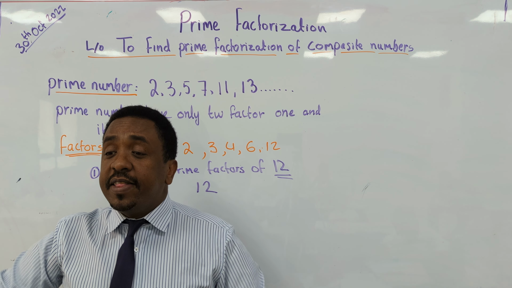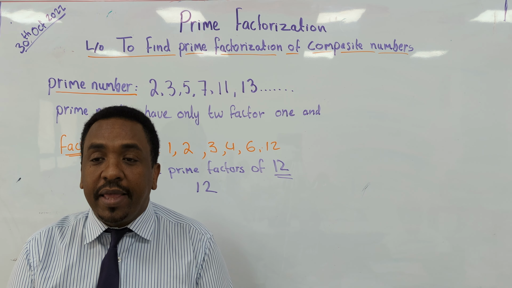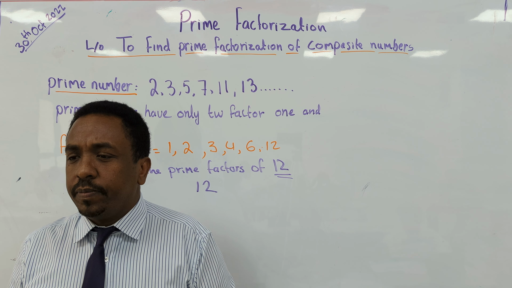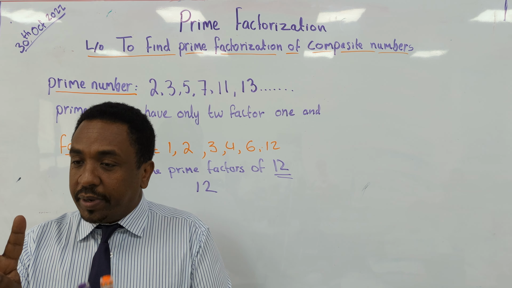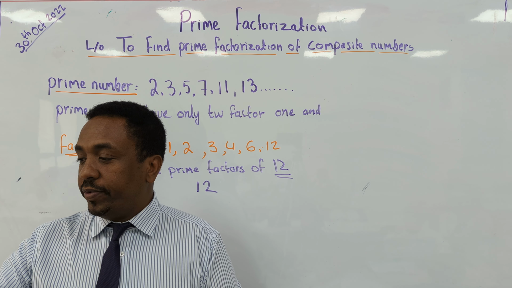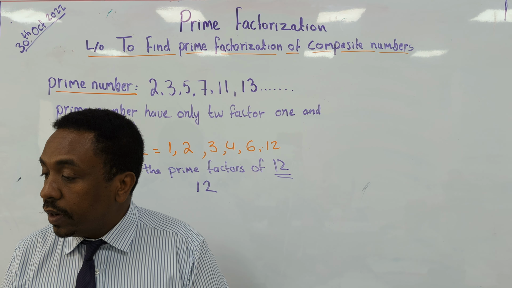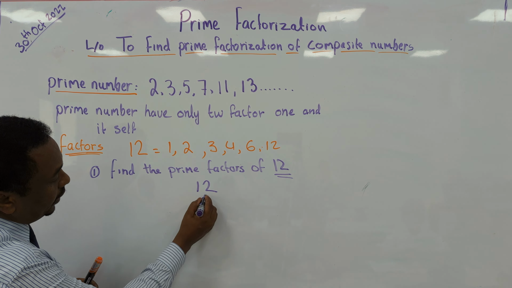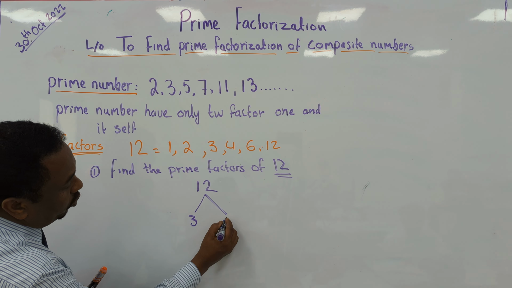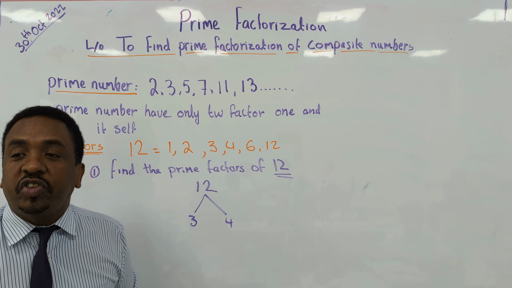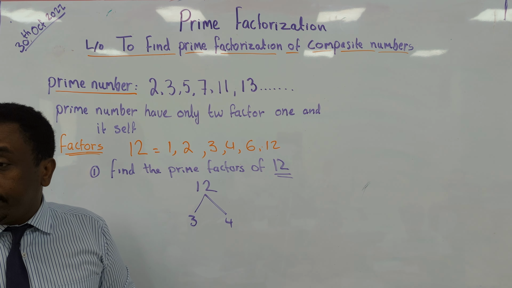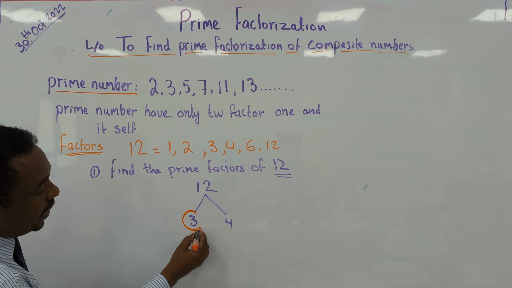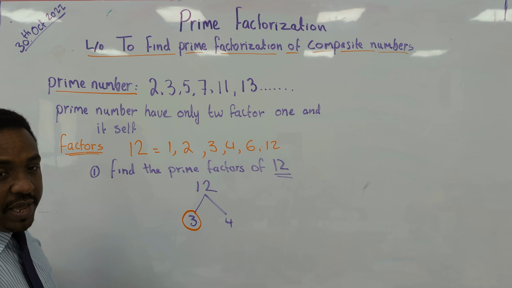Then think of any other numbers that when you multiply give you 12. Give me any 2 numbers that when I multiply give you 12. Yes, 3 and 4. So you say 3 times 4. And then when you reach that, you say to yourself, are there any prime numbers? Yes. Which one? 3 is a prime number, so you put a little circle around it and stop. But you carry on from here.